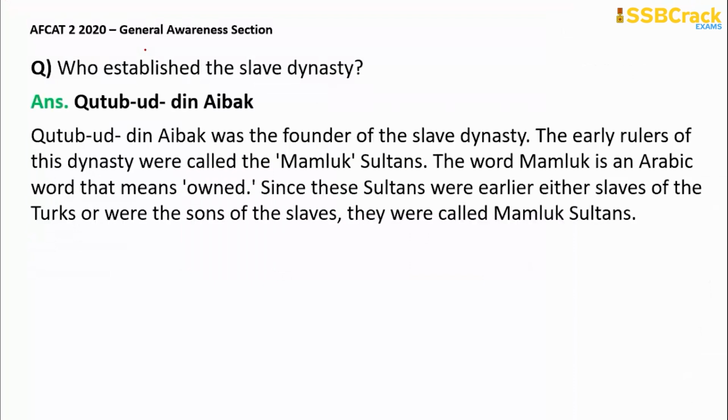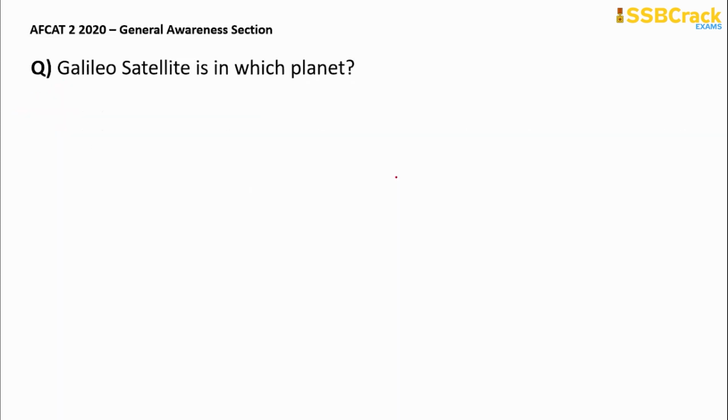Next question, who established the slave dynasty? So the correct answer for this will be Qutb-ud-Din Aibak. He was the founder of the slave dynasty, and the early rulers of this dynasty were called Mamluk Sultans, okay? And the word Mamluk is an Arabic word which means owned, and since then they are known as slaves.